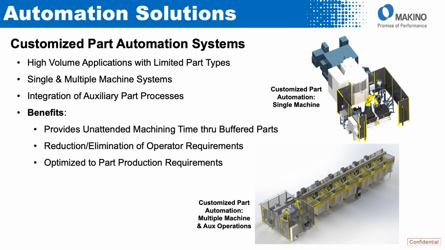So the benefits here: unattended machining times through the buffered parts. So maybe your buffer is a little less expensive because you're not having to do a whole bunch of fixtures in order to buffer those parts and get your unattended machining operation. Reduction of operator requirements. A lot of times we're seeing customers that just deliver the totes or the pallets or something into the cell, and the robot automatically pulls the parts directly out of the part bins. And then you're optimizing your systems around the part production requirements. You're customizing it around getting those parts through here in the most efficient manner.